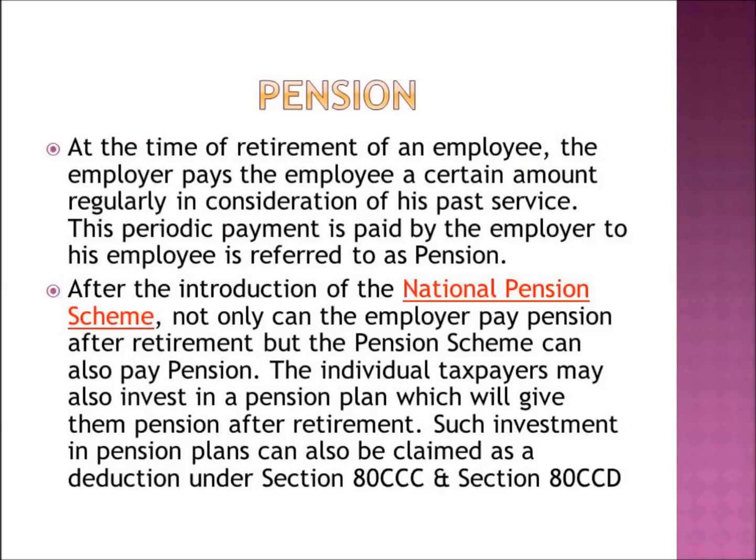Pension. So what do we mean by pension? At the time of retirement of an employee, the employer pays the employee a certain amount regularly in consideration of his past service. As I said, this is similar to gratuity, because gratuity was a payment made by the employer to the employee for the long and meritorious period of service. Likewise, pension is also there. The only difference is that gratuity is a lump sum amount paid after retirement, whereas pension is a periodic payment made by the employer to the employee.